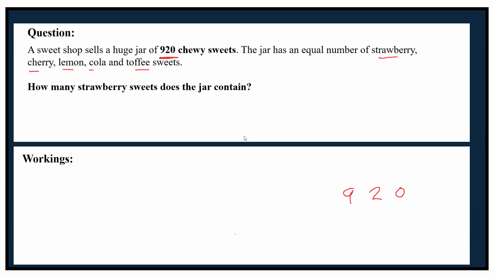Perfect. Okay, so let's see if he's correct. I've got a feeling he is. So 920 divided by 5, right? Now, be careful with these sorts of questions because we are not given a divisor, are we? We have to work it out ourselves. We're given the dividend, 920. That's how many things we have to divide. But the divisor, we need to count how many different sweets there are. Strawberry, cherry, lemon, cola, and toffee. So there's 5 different types of sweets. And we know we can divide by 5 because the question says there's an equal number of sweets. So it's okay to divide by 5, okay?